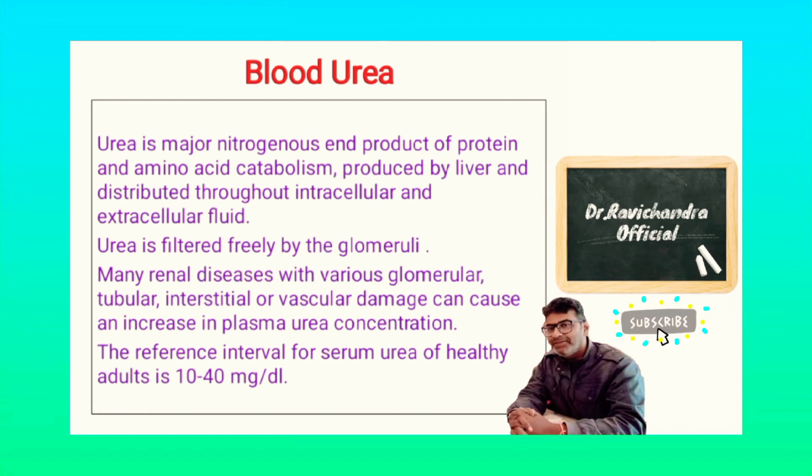Urea is the major nitrogenous end product of protein and amino acid metabolism produced by the liver, and it is distributed throughout the intracellular and extracellular fluid. Urea is filtered freely by the glomeruli. Many renal diseases with various glomerular, tubular, interstitial or vascular damage can cause an increase in the plasma urea concentration. The reference interval for serum urea for a healthy adult is 10 to 40 milligrams per deciliter.